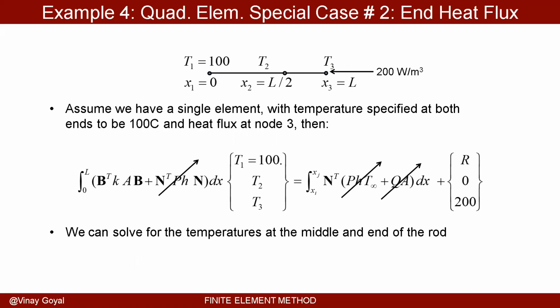Let's look at example number 2. I have heat flow going into node 3. So heat flow is going into this point. Now the element node 1 is 100. So now I can solve for T2 and T3 if this is 0 and 200.